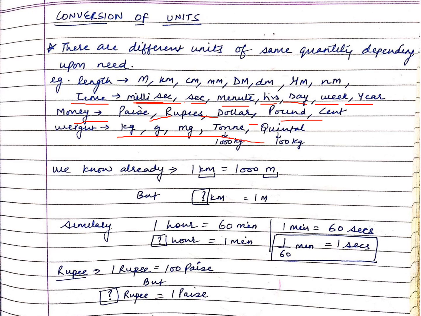I think this concept is clear to you, why we have these different units. Now comes the question: what if we have to deal with conversion? How will we convert? Let's see. Let's start with what we already know. All of you know that 1 kilometer is equal to how many meters? 1000 meters. I think all of you know.